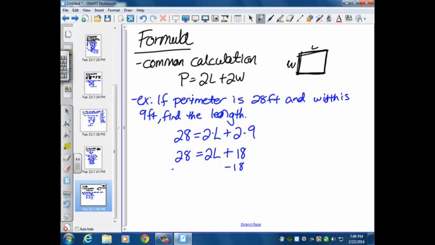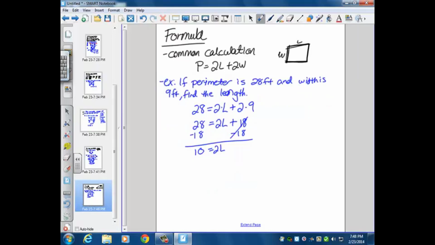Now I'm going to subtract over the 18. 28 minus 18, it's going to be 10 equals 2L. Divide by 2, and I'll have my length is 5 feet. Okay. So, you know, if you're thinking about it more in terms of the rectangle, basically you're taking off 2 of the lengths, 2 nines, which is 18. Then you're left with your 2 widths. Cut that in half just to get 1 width, and we'd have 5.